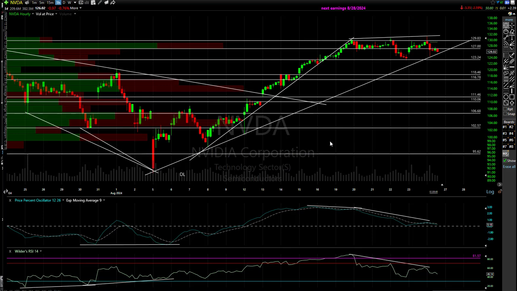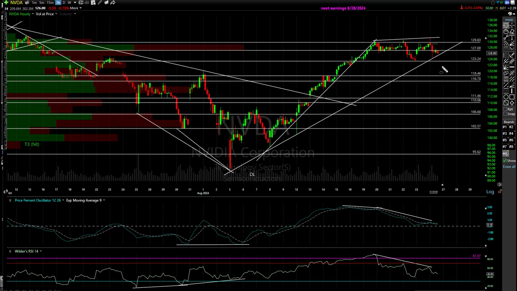So if you want to try to step in front, thread the needle before NVIDIA reports, you could short that wedge breakdown, make a quick 6% or so, and then either cover up before they report or take it in. You get a little bit of cushion of profit and roll the dice if that's your thing.